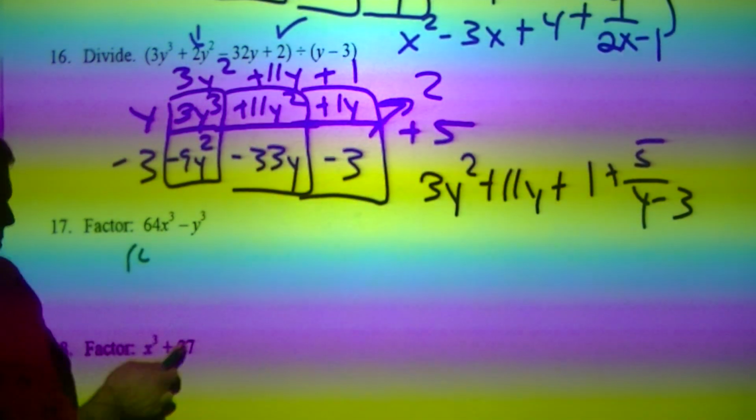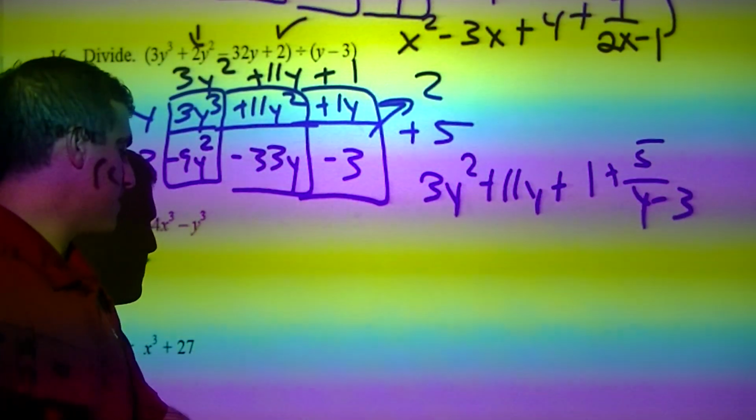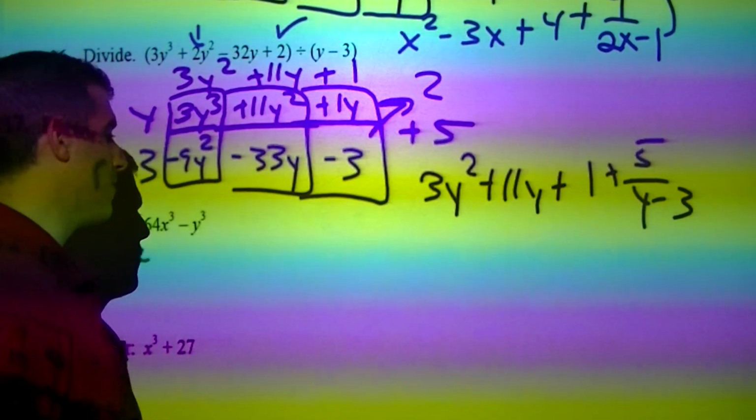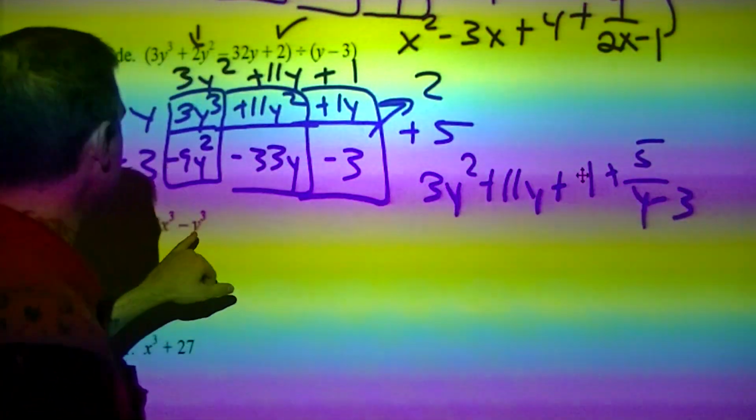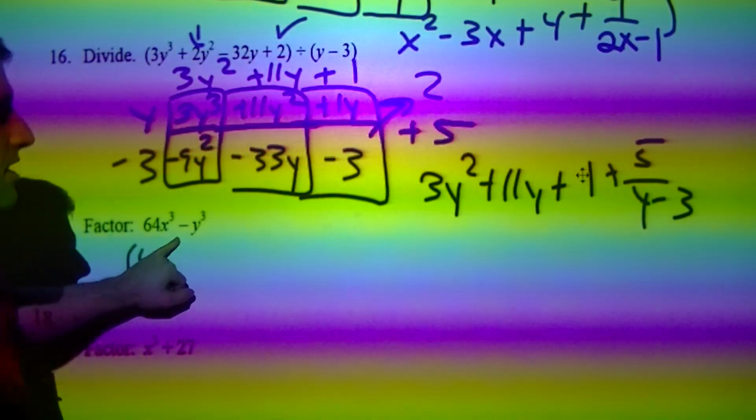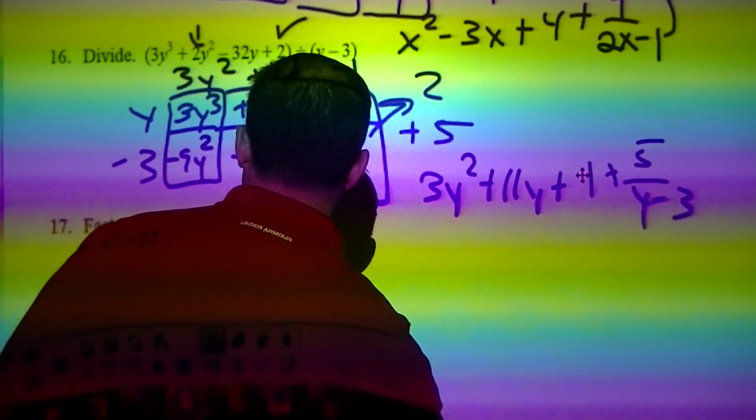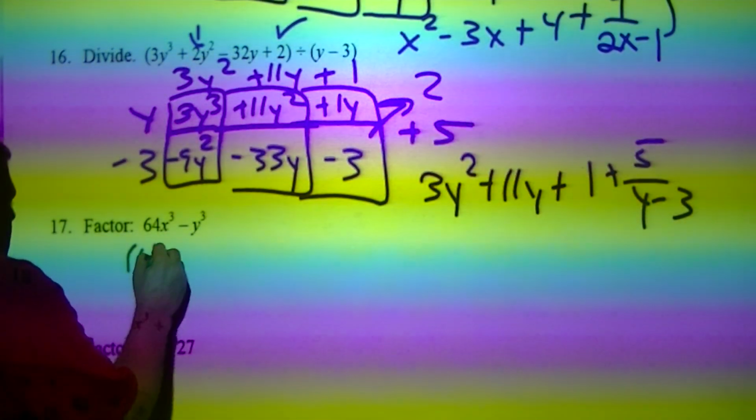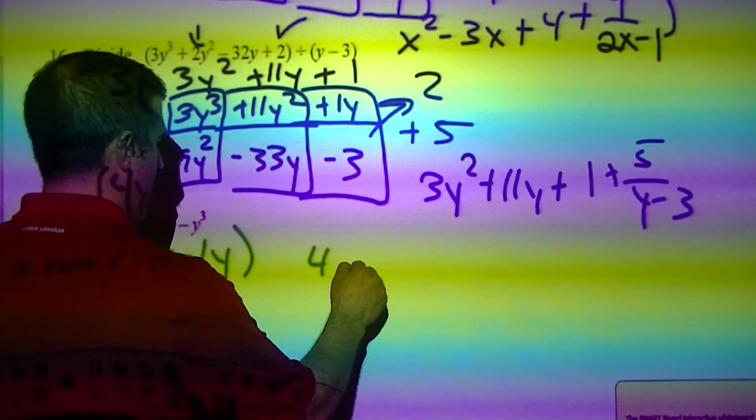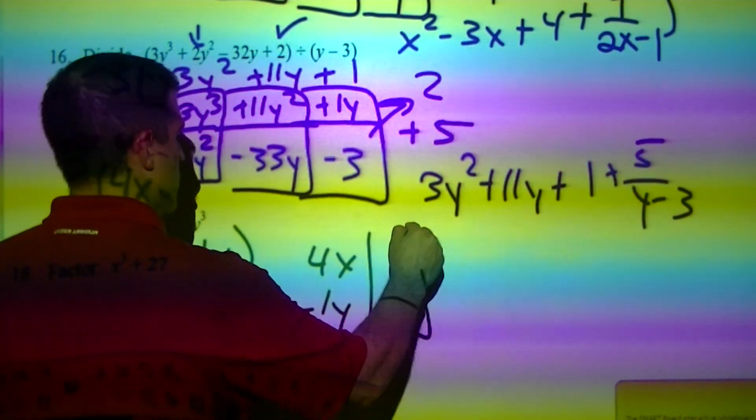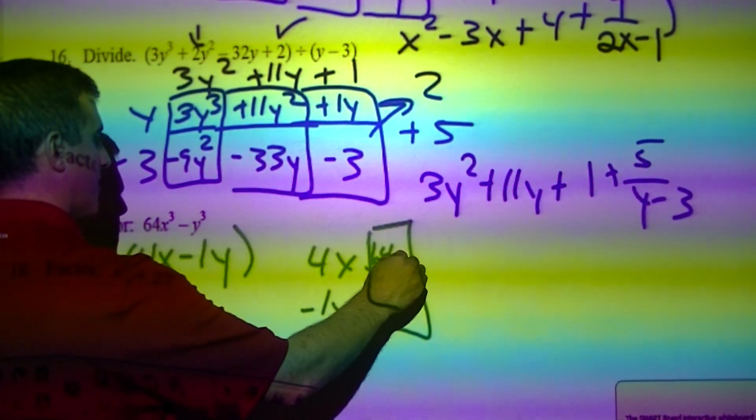My computer's going a little crazy. So that's going to be 4x minus 1. Let me wait for a second while the computer refreshes. You can also take the cube root of these. That will also help you. So what I'm going to have here is one of the factors is 4x minus 1y. Once again, you could take the cube root of each of those. That gives you the same thing. I do the same thing here.